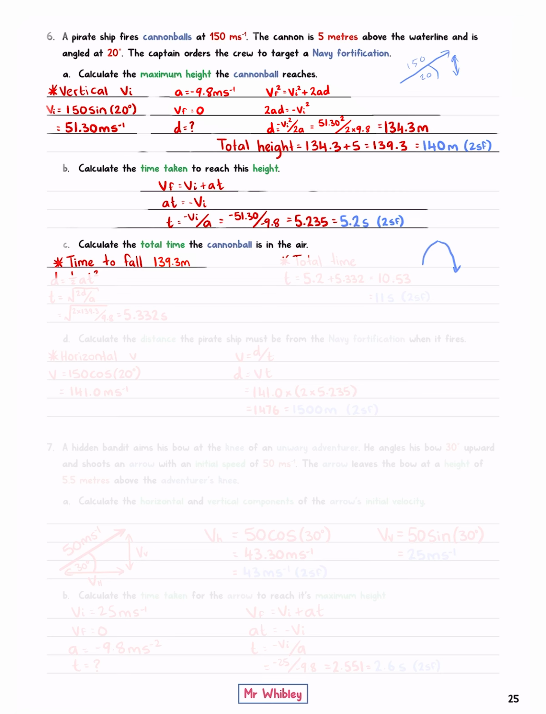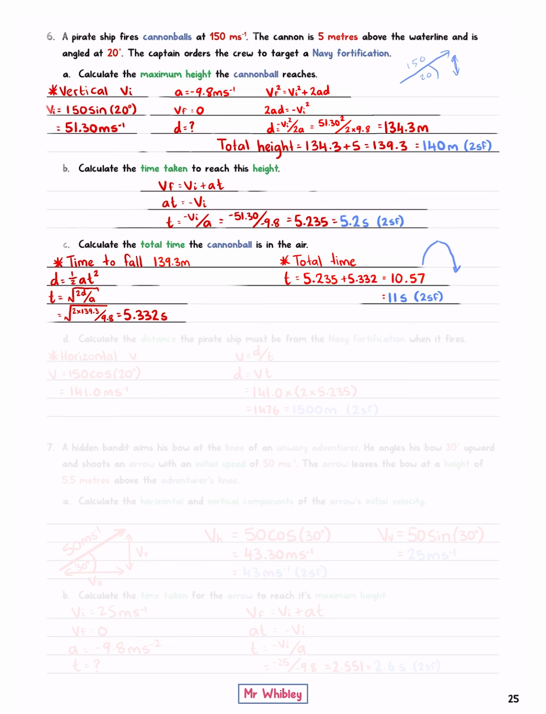To find the time to fall this distance, we can use the equation d equals Vi t plus half a t squared, where Vi would be 0, so we get just d equals half a t squared. We can solve this for time by multiplying both sides by 2, dividing by a and square rooting, and then putting our numbers in, which gives me 5.332 seconds. And now to find our total time, we just need to add on our time from part B, which gives me 10.57, or 11 seconds to 2 significant figures.